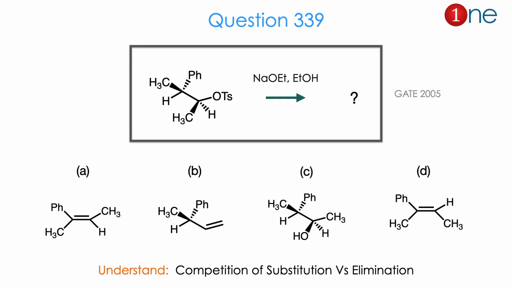Then let us look at the next question. You have the chiral compound and you are reacting with NaOT and ethyl alcohol. They ask you to find the products. The products can be a substituted one or an eliminated one.